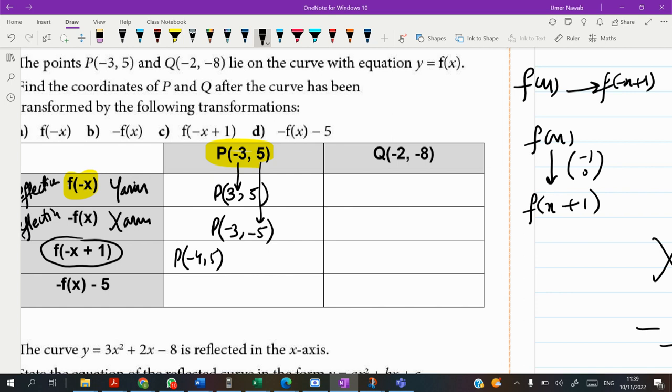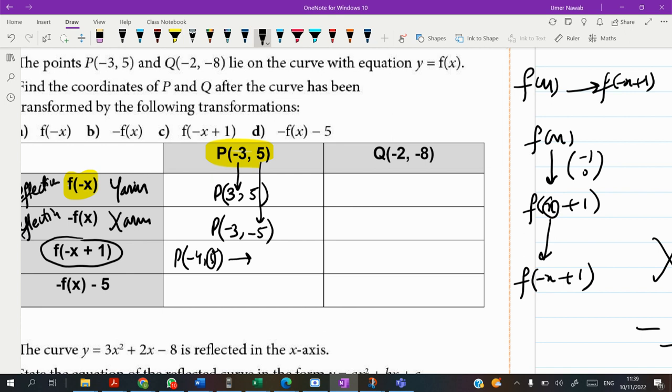Now the next thing is I am going to do reflection because I need to change the sign of x. Reflection. So f of minus x plus 1. When you change the sign of input, it means the reflection about the y-axis. So you have to change the sign of the x coordinate because you're changing input. Input means reflection about the y-axis.